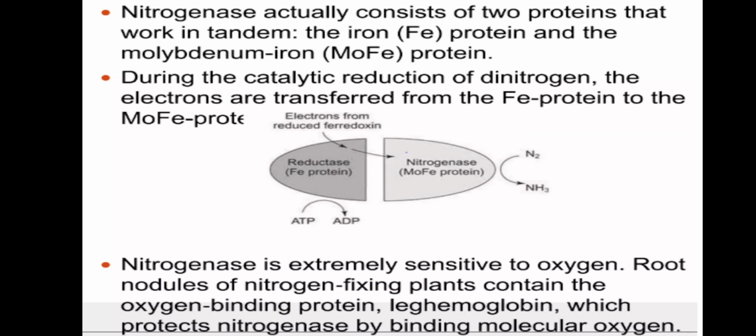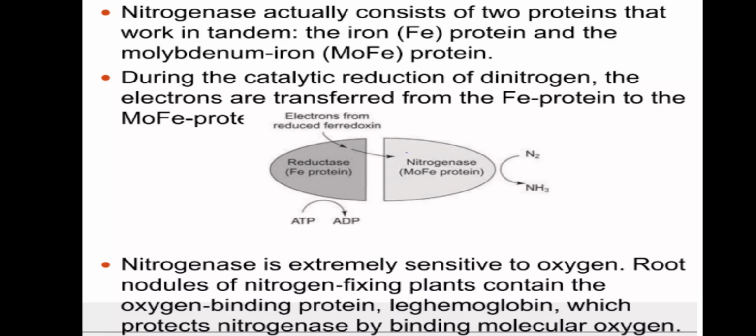Nitrogenase is extremely sensitive to oxygen, and root nodules of nitrogen fixing plants contain an oxygen binding protein like hemoglobin, which protects nitrogenase by binding molecular oxygen. So what is the role of leghemoglobin? It gives pink color to active nodules and regulates oxygen concentration to protect nitrogenase, which is oxygen sensitive.